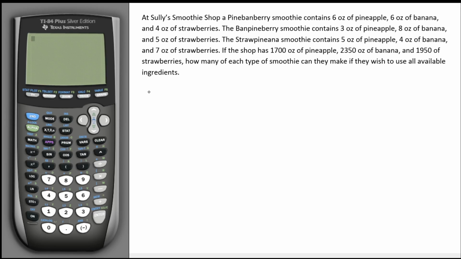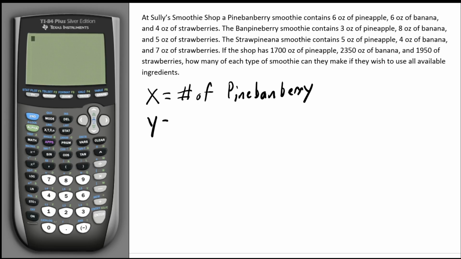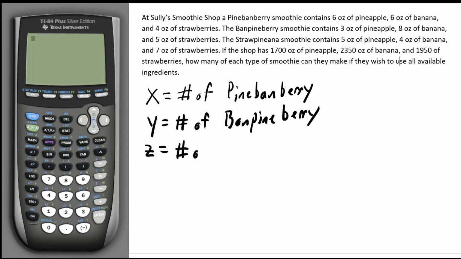So let's let x be the number of pine banberry smoothies. Let's let y be the number of pine berry smoothies. And let's let z equal the number of straw pine anna smoothies.